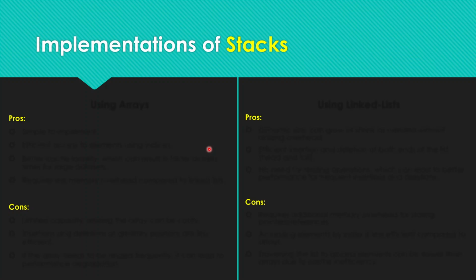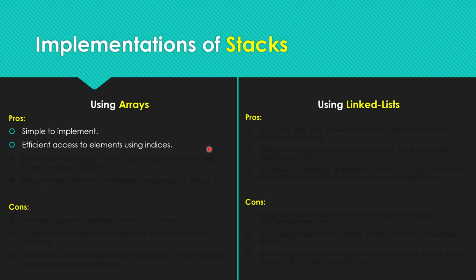As I mentioned earlier, you can implement a stack using an array or using a linked list. Each of the methods has its advantages and disadvantages, and from this you need to understand when and when not to use each of the methods. So arrays are easier to implement. As you know, a linked list is a bit difficult to implement, but an array or a list in Python is very easy to implement.